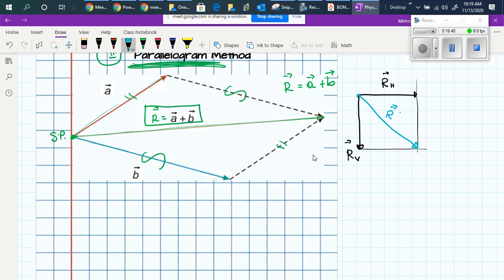Now, I don't prefer to use the parallelogram method when I have the components of the resultant, because it is an extra step to build the rectangle and then to draw the resultant vector. But the results will be the same. It's pretty much the same.